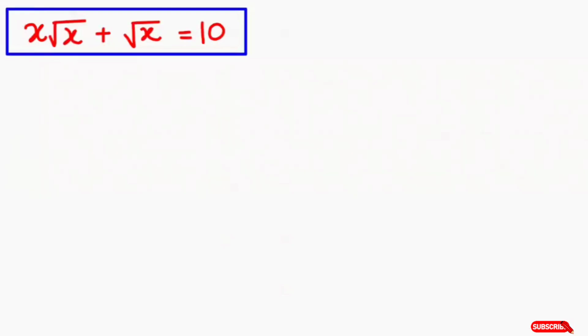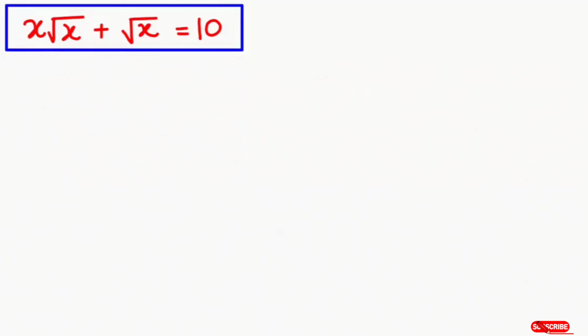Hi everyone, in this video I am going to solve this algebra equation. The equation we have is x root of x plus root of x is equal to 10. Here we need to find out the value of x. So let's get started with the solution.